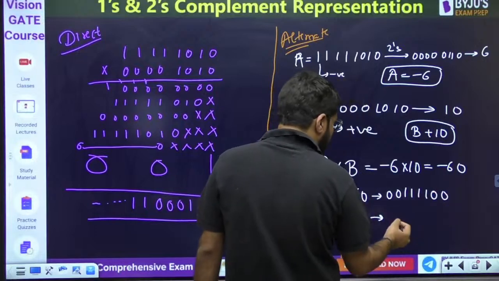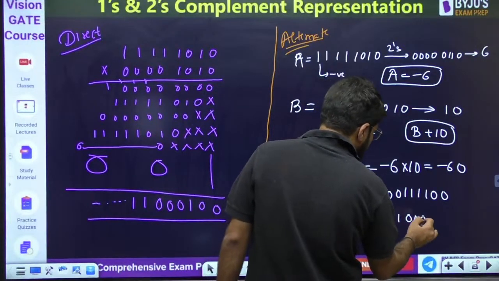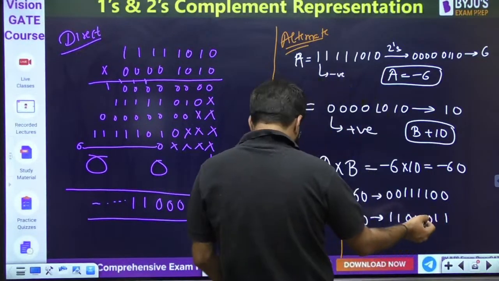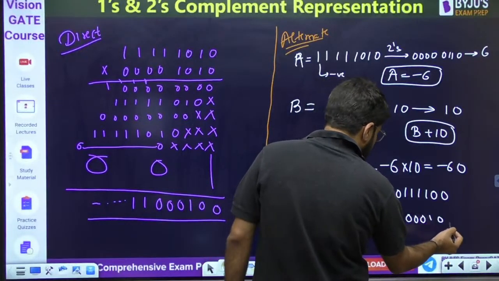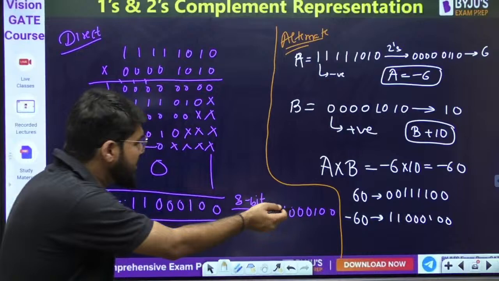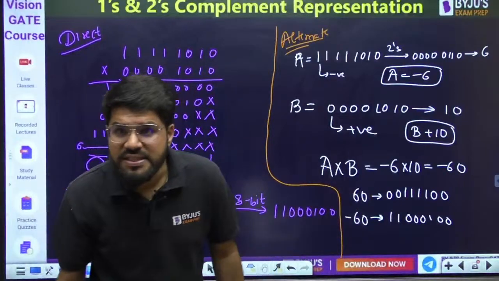Now what is minus 60? Minus 60 means take the complement: 11000011, plus 1. That is the 1's complement, so we get 11000100. Check your answers. 1100 0100. The answer will anyway come out the same.